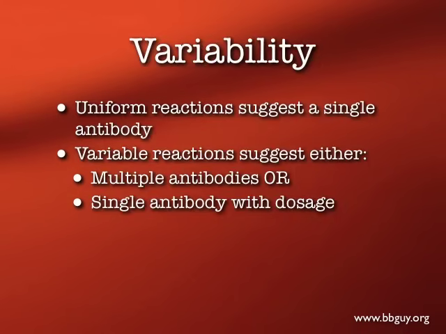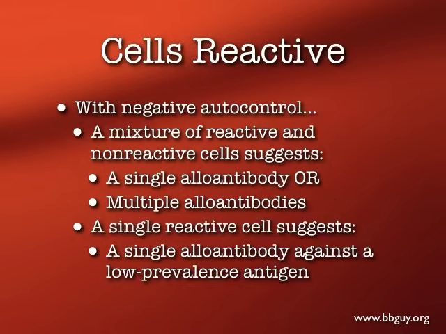The variability: certainly, uniform reactions suggest a single antibody. I'll show you an example of that in just a moment. If you have variable reactions, in other words, if you have some that are 2+ and some that are 1+ and some that are 0, that suggests generally either multiple antibodies, especially if you've got a wide disparity such as 4+ and 1+. If you've got wide disparity, that certainly suggests multiple antibodies, but you should also keep in mind that a single antibody showing the dosage effect, that double dose versus single dose thing I mentioned earlier, can also show significant variability in terms of their reactions.